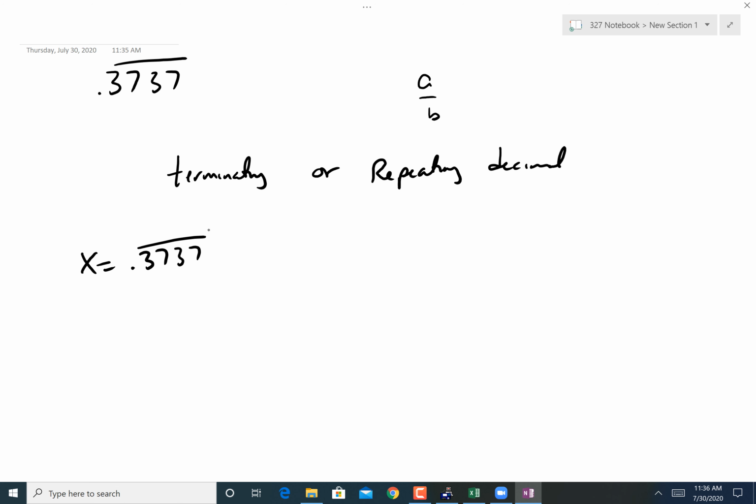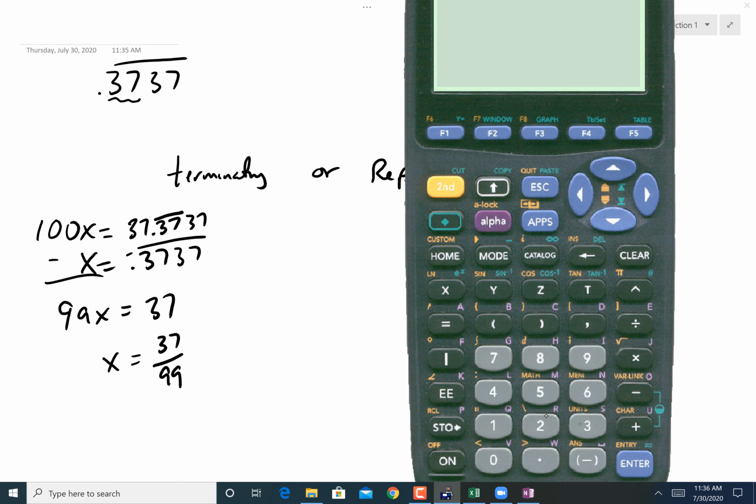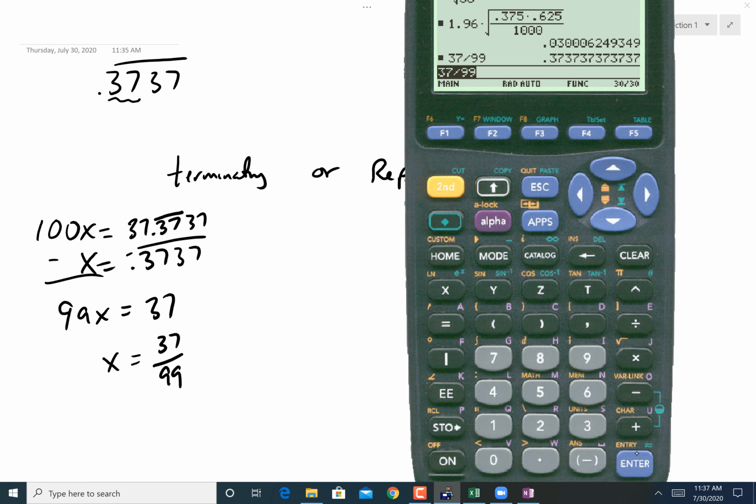And then because there's 2 digits that repeat, you're going to multiply it by 100 for 2 decimal places. You're going to get 37.37 forever. And when you subtract, what will you get? You will get 99x on this side. And when you subtract on this side, you'll get 37. And when you divide, you will get 37 over 99. Bam.